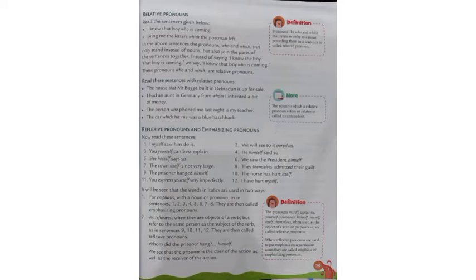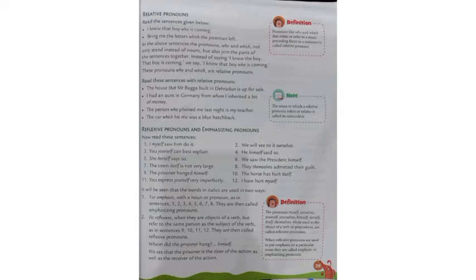Second way, as reflexives, when they are objects of a verb. reflexive में यही words होते हैं, but ये object होते हैं. They are objects of a verb. Verb के object होते हैं, but refer to the same person as the subject of the verb. As in sentence 9. Now look at sentence 9. The prisoner hanged himself. So here himself is the object of the verb. The prisoner hanged himself, right? They are then reflexive pronouns.